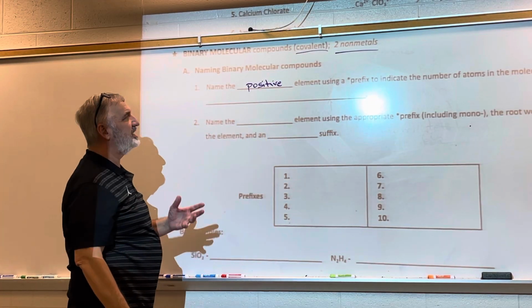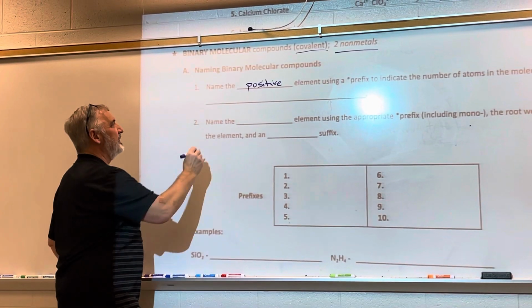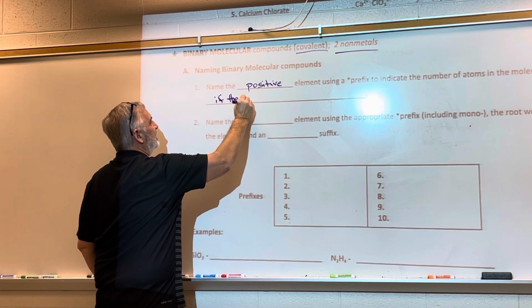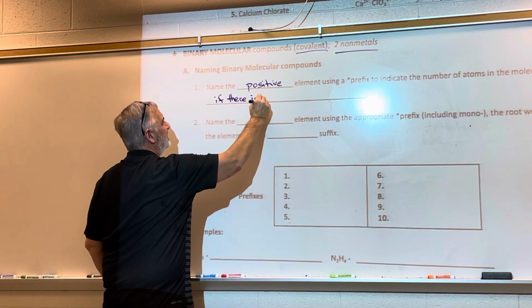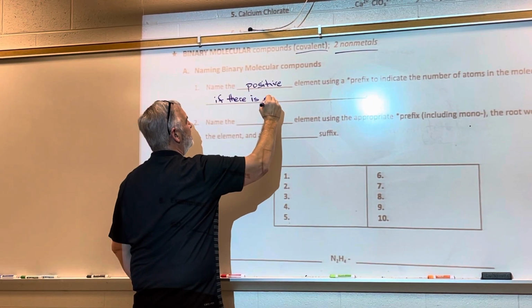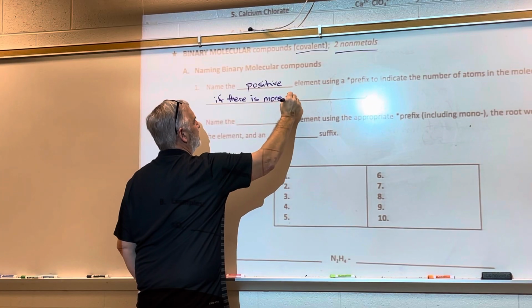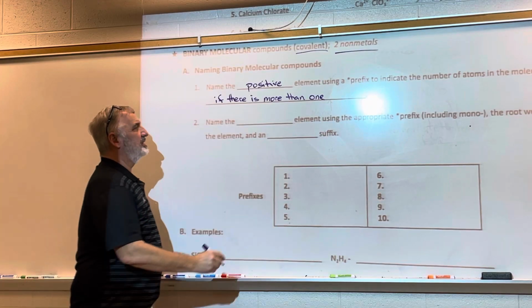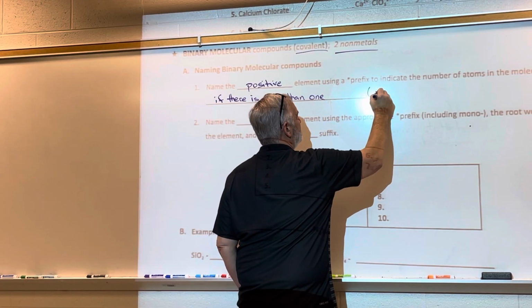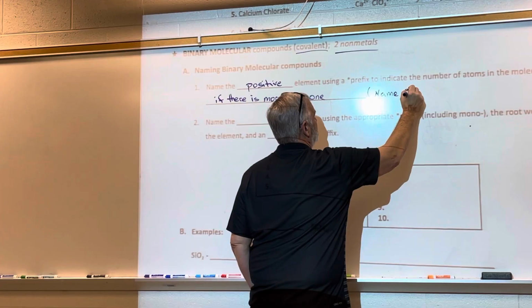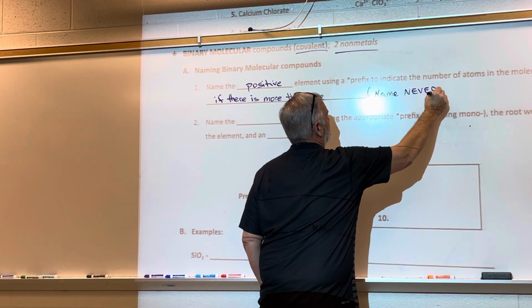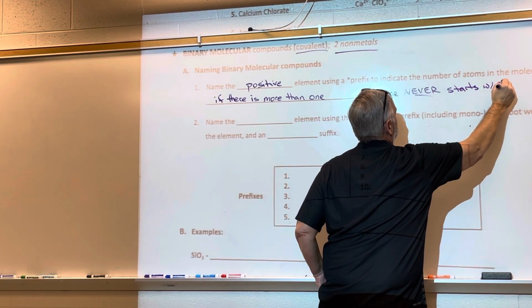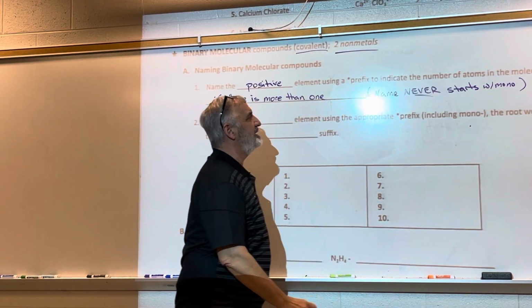Using a prefix to indicate the number of atoms in the molecule if there is more than 1. Name never starts with mono.